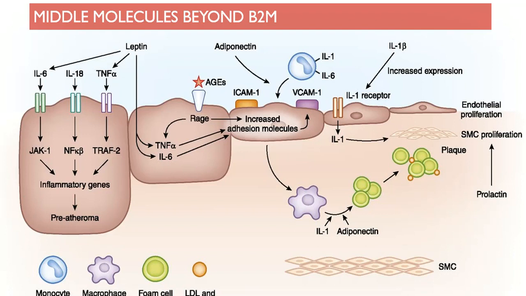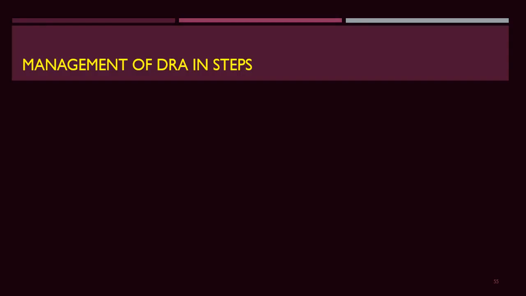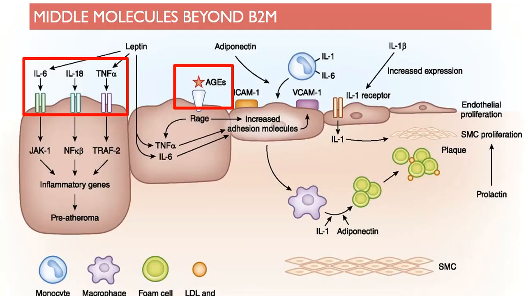This complicated diagram shows how cytokines, adipokines, and advanced glycation end products can induce atherosclerosis in patients on dialysis. So middle molecules beyond beta-2 microglobulin, like cytokines, essentially need to be prevented from production, as well as having their secretion enhanced by the dialysis membrane.